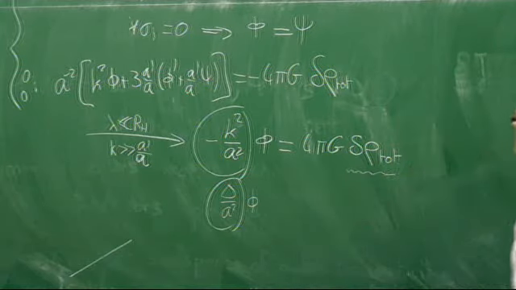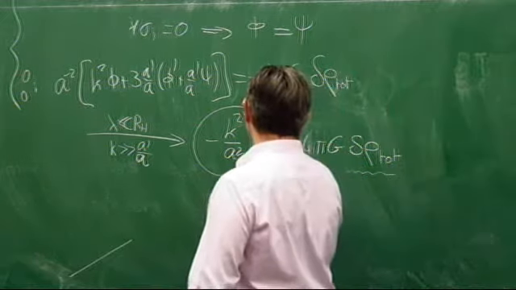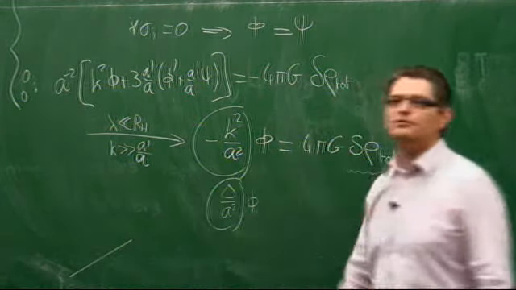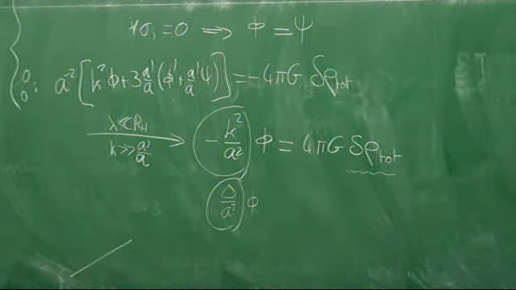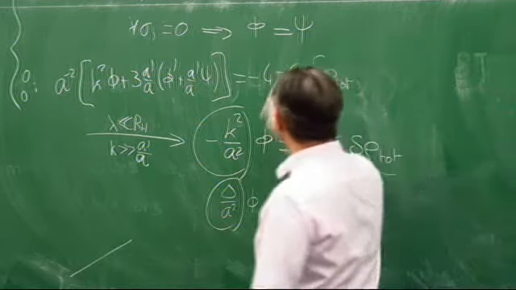Finally, note that you might be disturbed by the fact that I don't have the gravitational potential here. I have phi. So in order to really interpret this as a Poisson equation, I need to be in a limit in which I also have phi equal to psi. But this is very often the case.